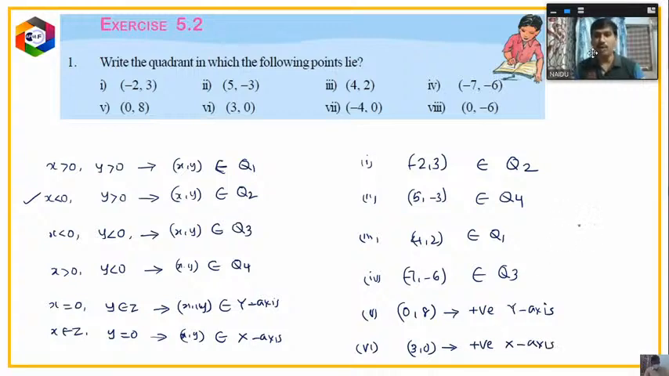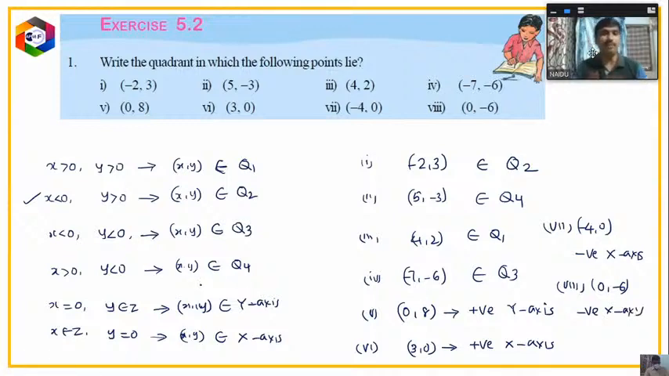And finally two more are left, -7 comma 0 and -4 comma 0. Since here y value is 0, y is 0 means there is no y distance, that means it lies on the x axis, and x value is negative, so this lies on the negative x axis. And finally the last one is 0 comma -6. Since x distance is 0, it lies on the y axis, and y value is negative, so that is negative y axis. So we have to identify the points and where each point lies. Is it clear, children?